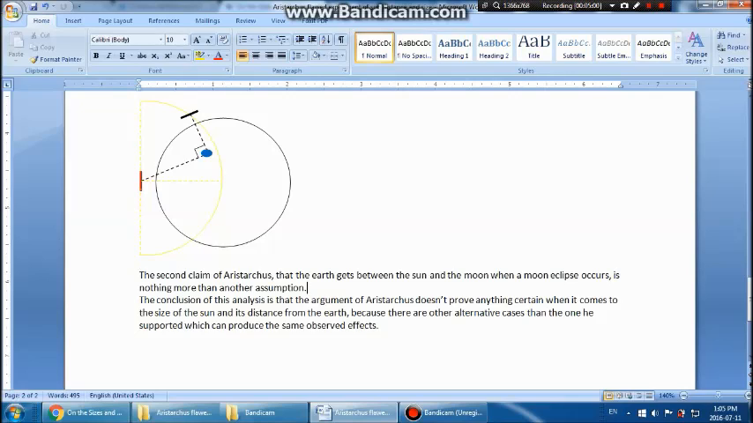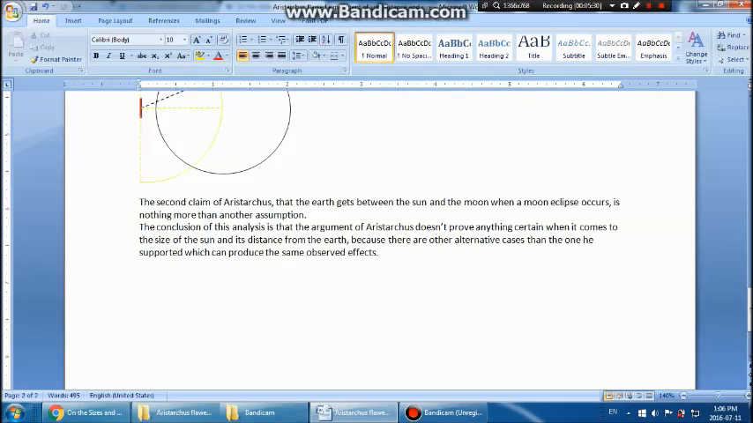So the conclusion of this analysis is that the argument of Aristarchus doesn't prove anything certain when it comes to the size of the sun and its distance from the earth, because, as I mentioned, there are other alternative cases than the one he supported, which is the heliocentric model of the cosmos and earth. Alternative cases which can produce the same observed effects as he used for premises. Okay, so that is all.